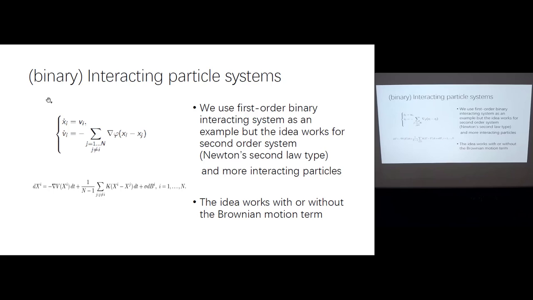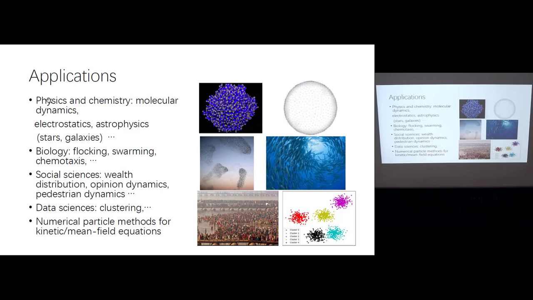So about applications, it's everywhere. If you do computation throughout your career, with high probability you will deal with this kind of system at least once. It's such a fundamental equation. In physics and chemistry, we do molecular dynamics, electrostatics; in astrophysics, stars, galaxies, and particles. In the last one or two decades, there's an emerging field called collective behavior of individuals, flocking, swarming, chemotaxis, and so on. And in social science, wealth distributions, opinion dynamics, pedestrians, and so on.